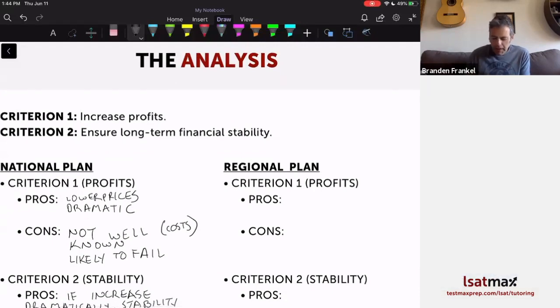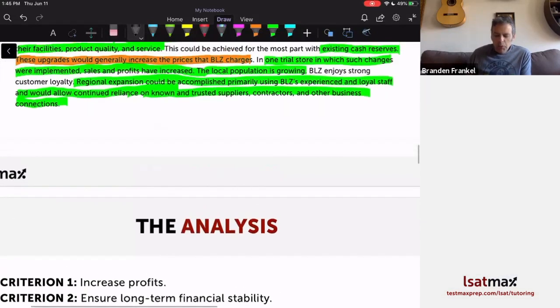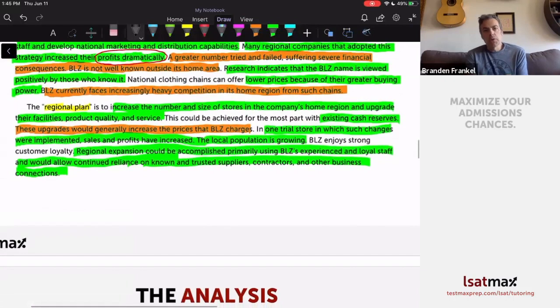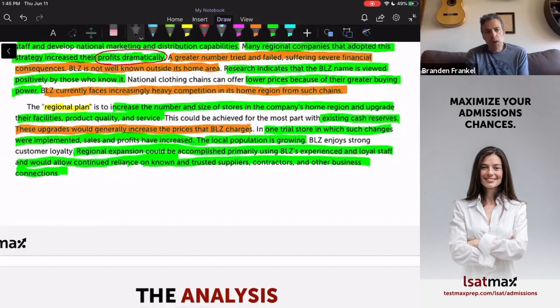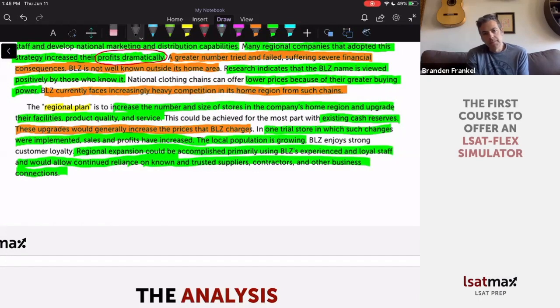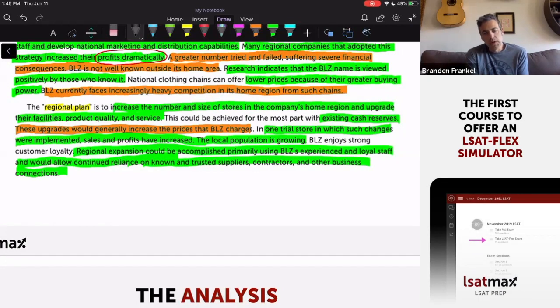So regional plan. Why would the regional plan, and this is where the regional plan is harder to make, why would the regional plan actually be better on profits? You tell me, what would be better about it when it comes to profits?